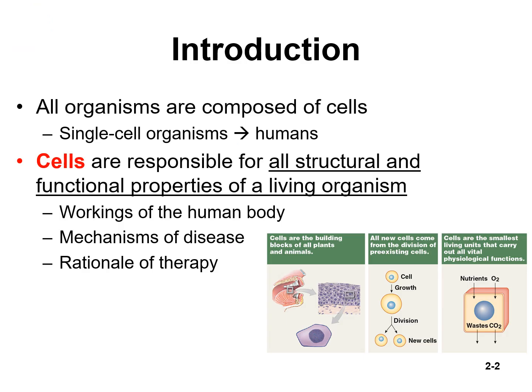Let's get started. All organisms are composed of cells, from a single-celled organism to the complex cells and tissue in the human. Cells are responsible for all structural and functional properties of a living organism. So if you think, what is a cell? A cell has everything it needs for an organism to live and to function. So the workings of the human body, the mechanisms of diseases, and also the rationale for therapy. By understanding how cells work, you can understand how the body works. So let's look at cells.